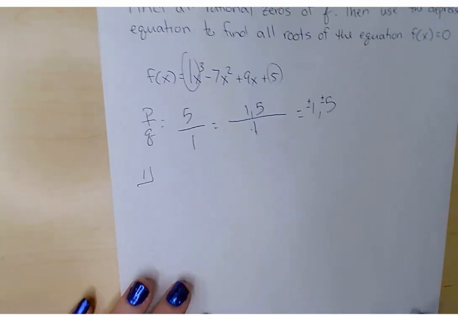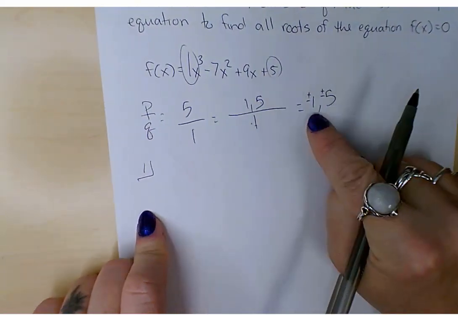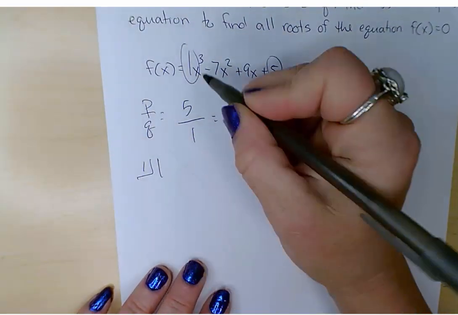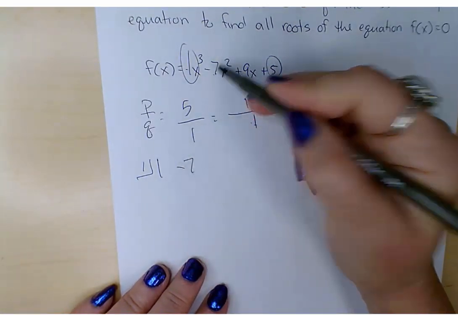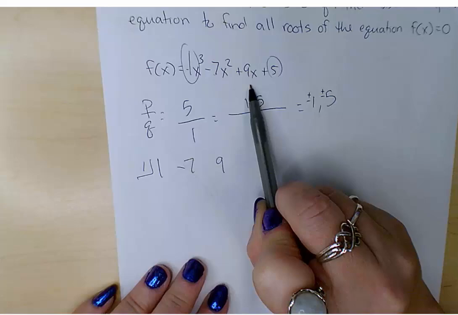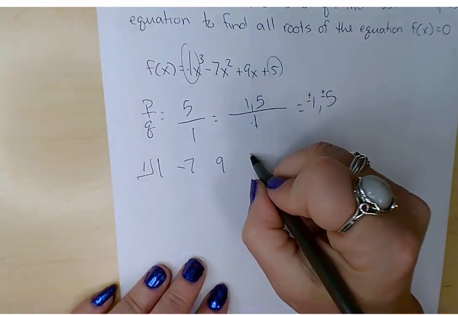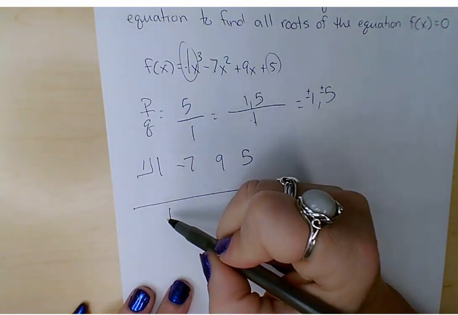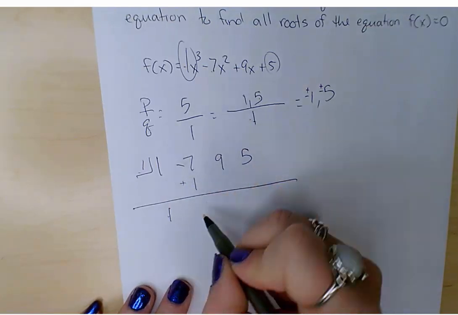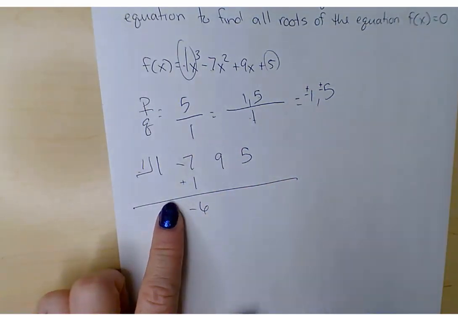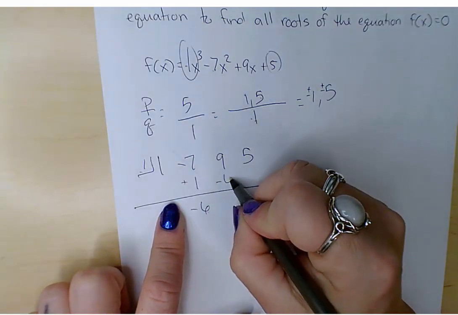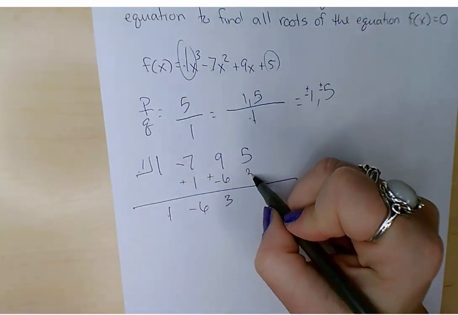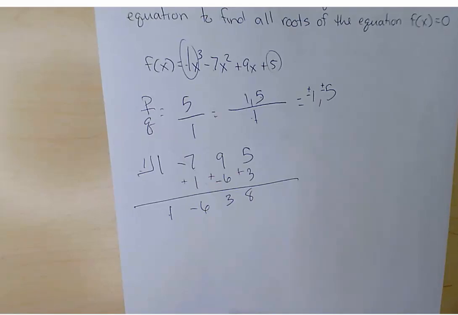So let's start with a positive 1 and see what that gives us here. If I'm going to do synthetic division with positive 1, drop down your coefficients for your polynomial. 1 for the x cubed, negative 7 for x squared, a positive 9 for x to the first, and a positive 5 for our constant. Drop down the 1 and multiply. 1 times 1 is 1. Add this column to get negative 6. Multiply again. Negative 6 times 1 is a negative 6. Add this column here to get a 3. 3 times 1 is 3. And when we add this column, we get an 8.